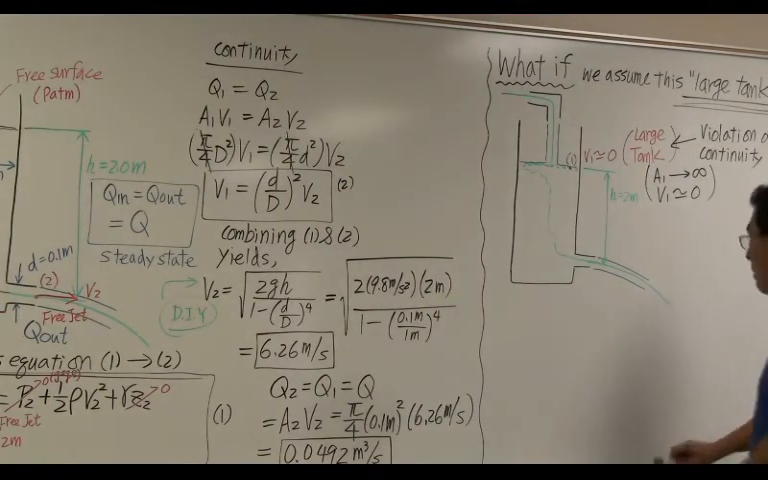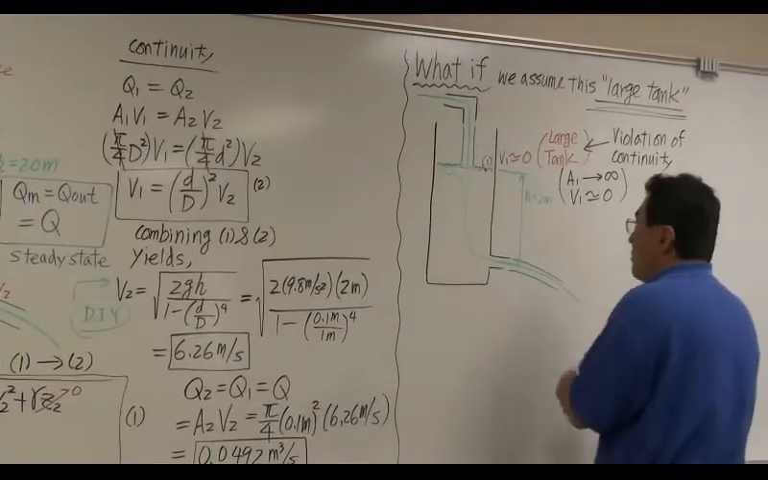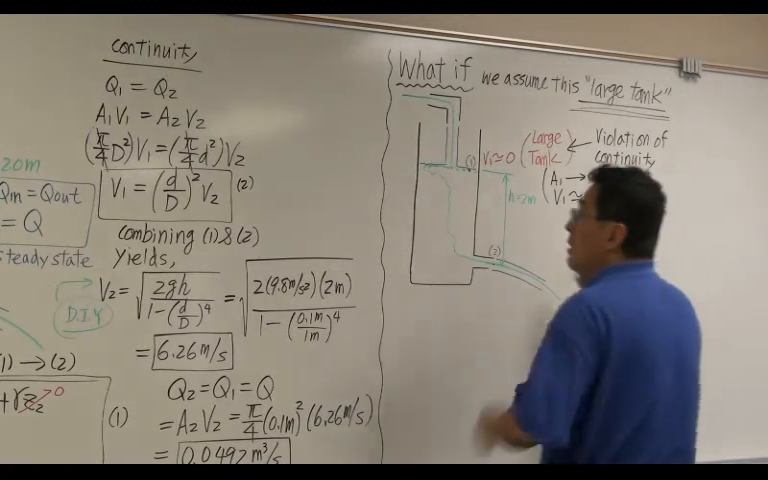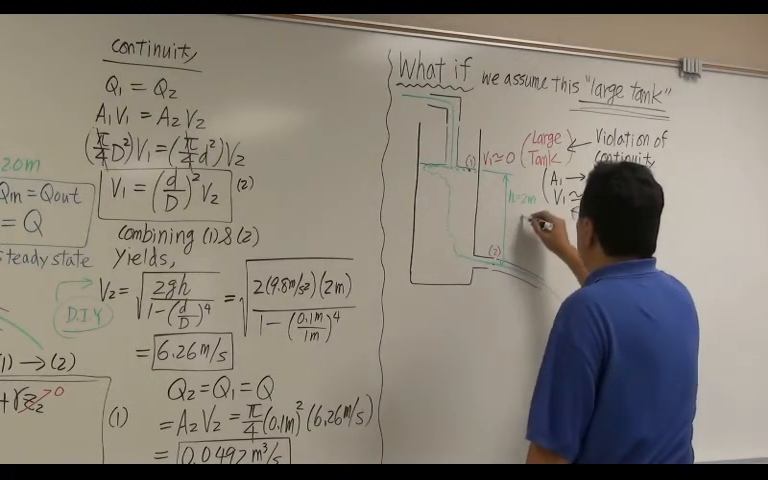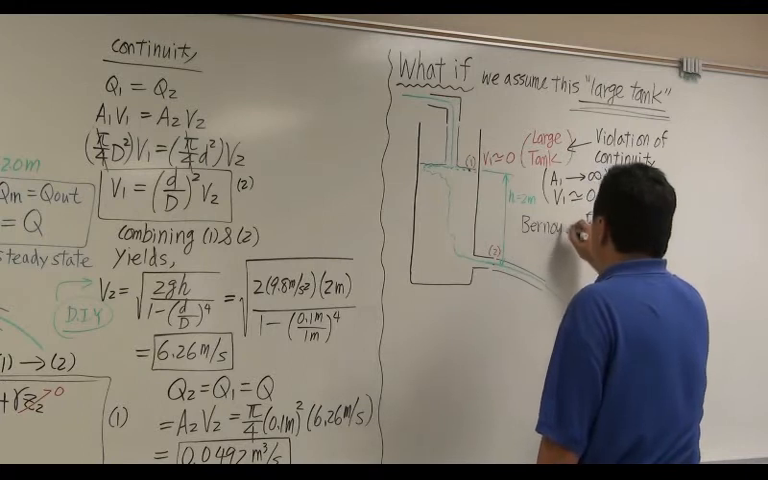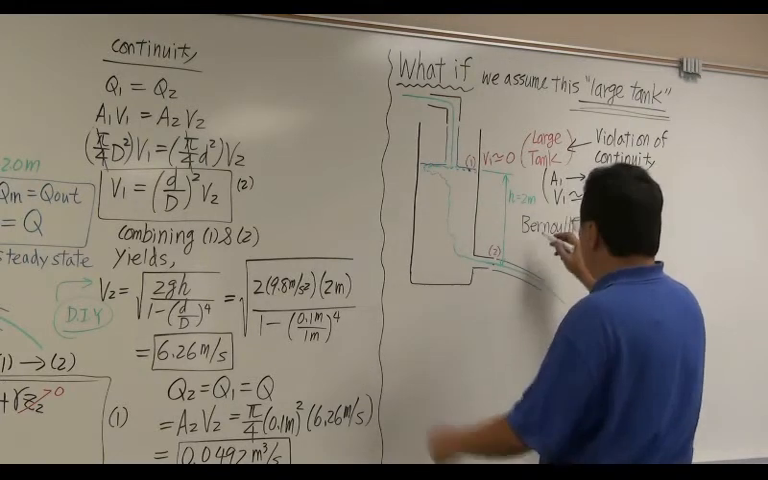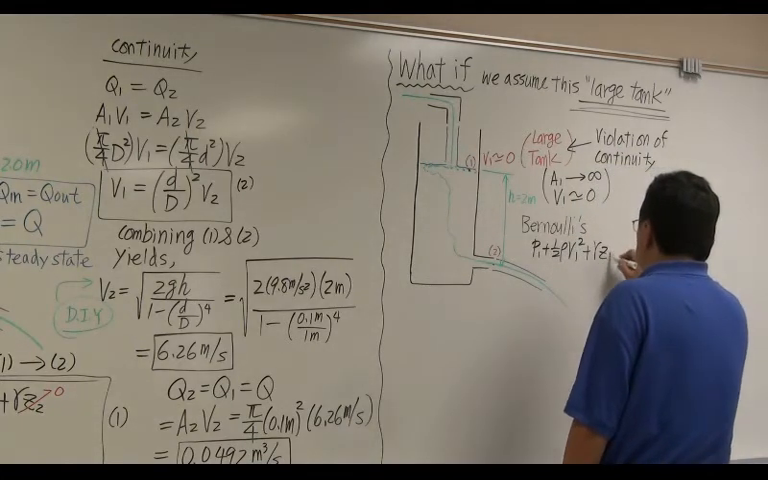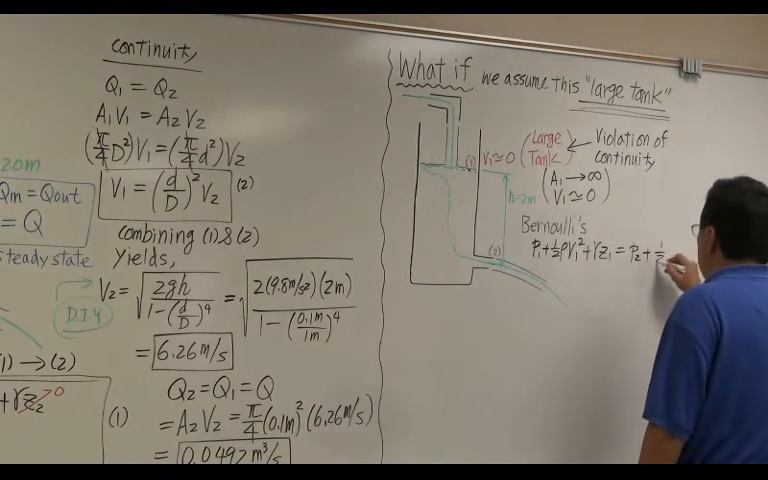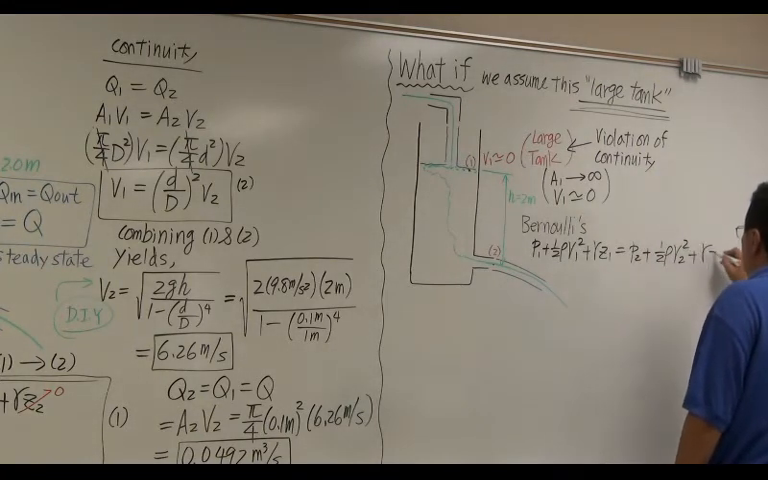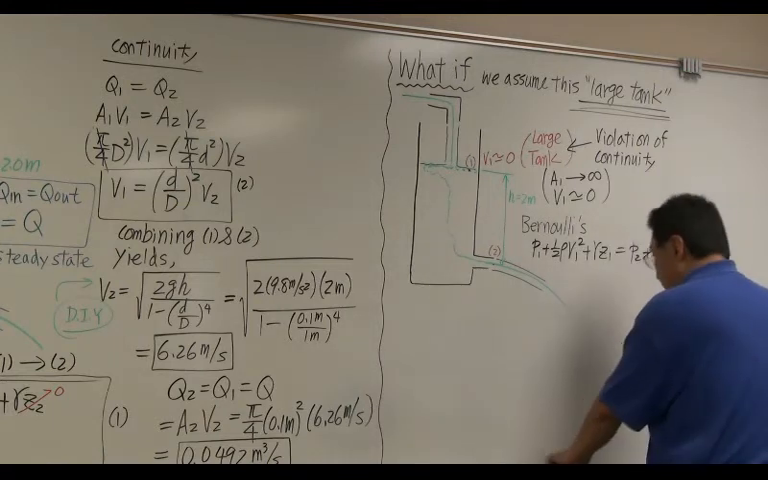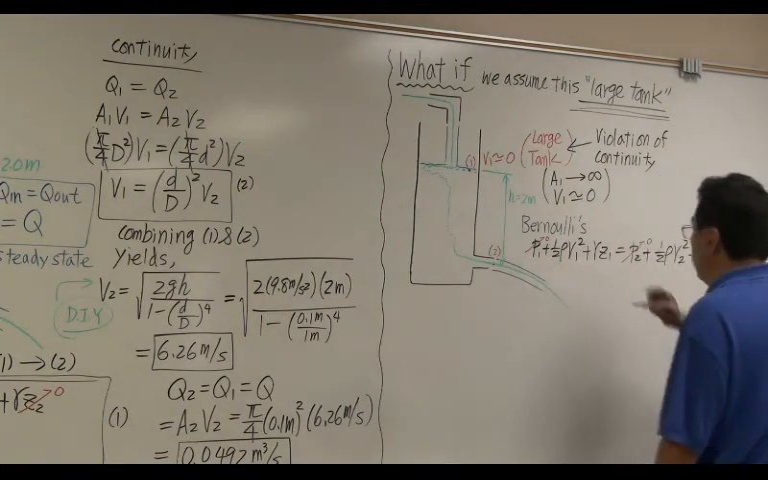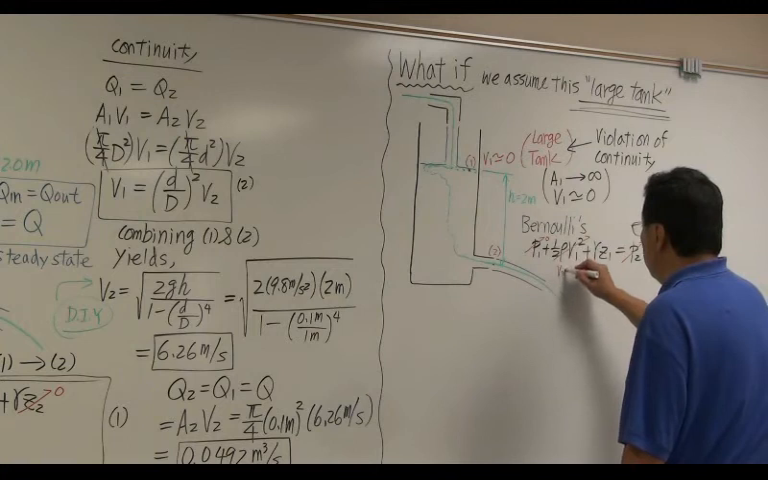Okay? So, let's do that. So this is location 1, this is location 2. So let's apply Bernoulli as it was. So Bernoulli says, same equation. P1 plus 1 half rho V1 squared plus gamma Z1 is equal to P2 plus 1 half rho V2 squared plus gamma Z2. Now, this is a zero gauge, free surface, free jet. V1 is approximately 0, large tank.